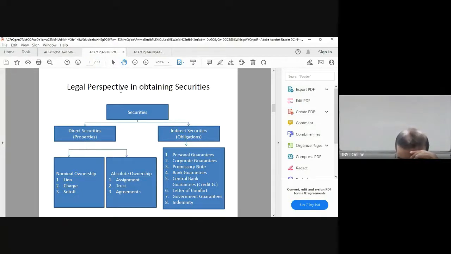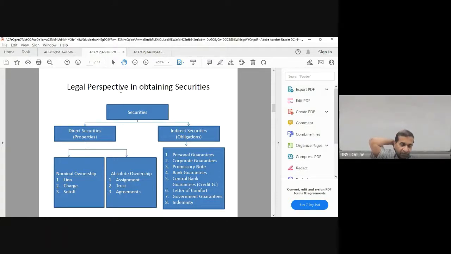Bank guarantees, of course, there are various bank guarantees, as you know: bid bonds, performance bonds, money retention guarantees, shipping guarantees, and bank guarantees for agencies and all. Those guarantees are available. But when you go to the other side, properties, how do you take these properties? Because you can't take a property unless you get it transferred in your name.